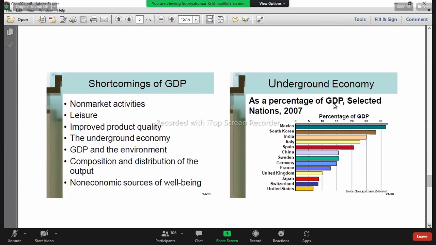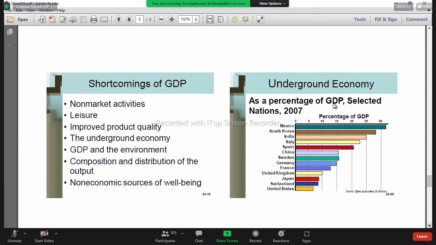Underground economy. There is a lot of underground economy going on, the black market. That will not be counted in the GDP because it is black market, so there is no record of the money transaction.